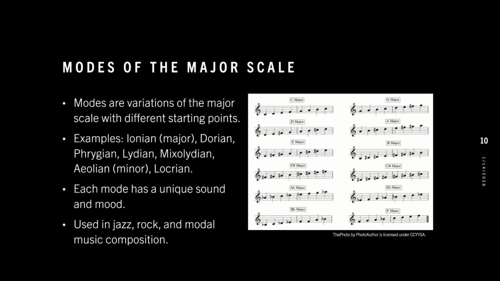The Dorian mode has a jazzy, soulful feel. Phrygian mode sounds exotic or mysterious. Aeolian mode is the natural minor scale, often somber. Modes are widely used in jazz, rock, and modal music, allowing musicians to create different atmospheres and experiment with melodies while using familiar patterns of notes.